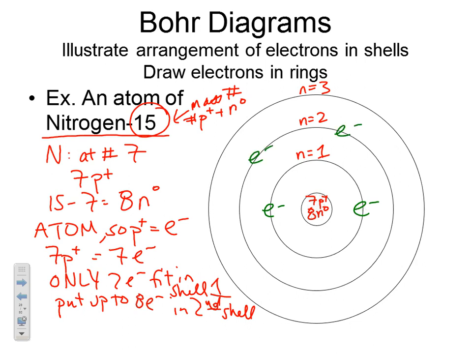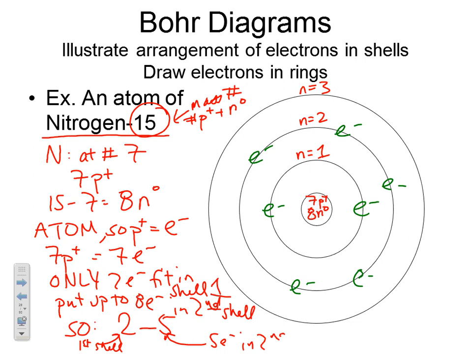So 1, 2, 3, 4, 5, and that actually takes care of my Bohr diagram. So I knew that I had 7 electrons I needed to fill. I put the first 2 in shell 1, and I put the next 5 in shell 2, and I can actually notate it this way. I can say 2-5, indicating 2 electrons in the first shell, and then 5 electrons in the second shell, right, in my Bohr diagram.